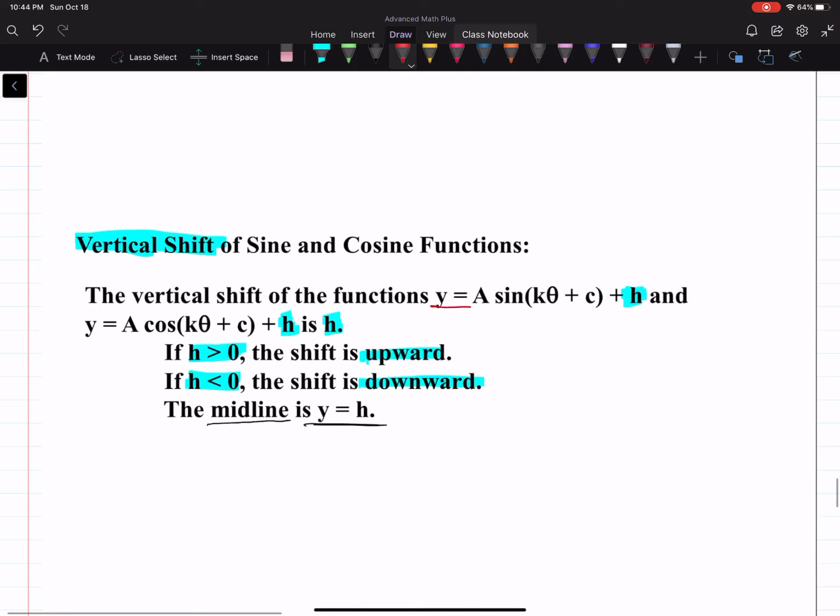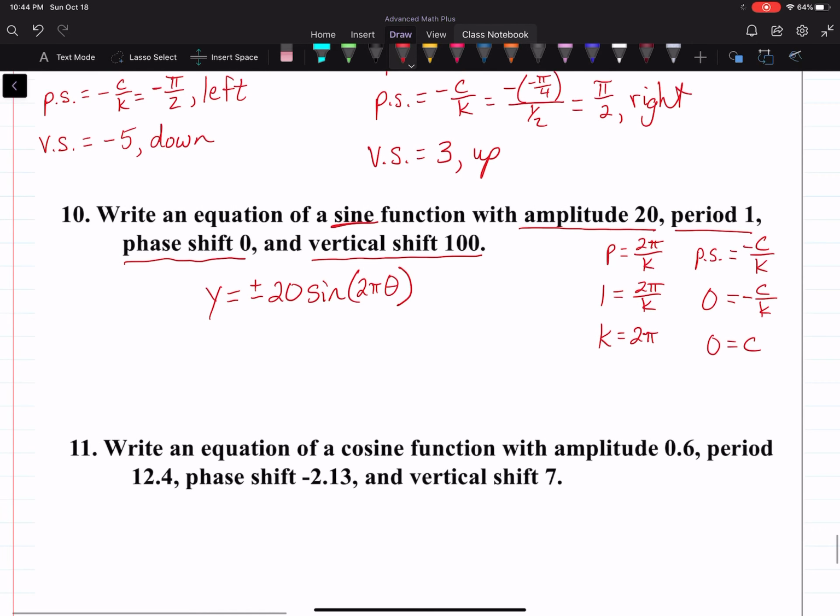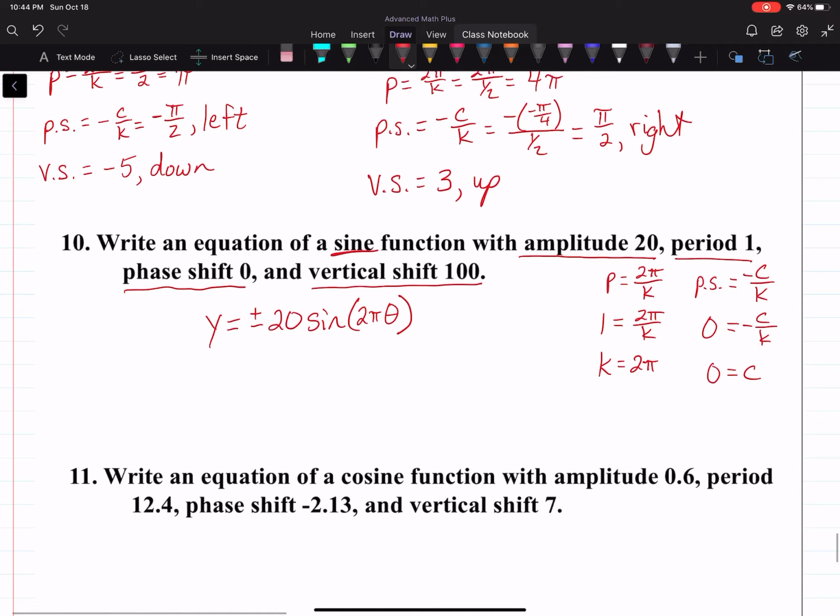You don't put plus or minus anything, because the equation, remember, is a sine of k theta plus c, plus h. So there's no phase shift, so there's no c. Okay, so we'll just leave it just like that. And your vertical shift is 100, so we just put plus 100. Boom, that's all there is to it.